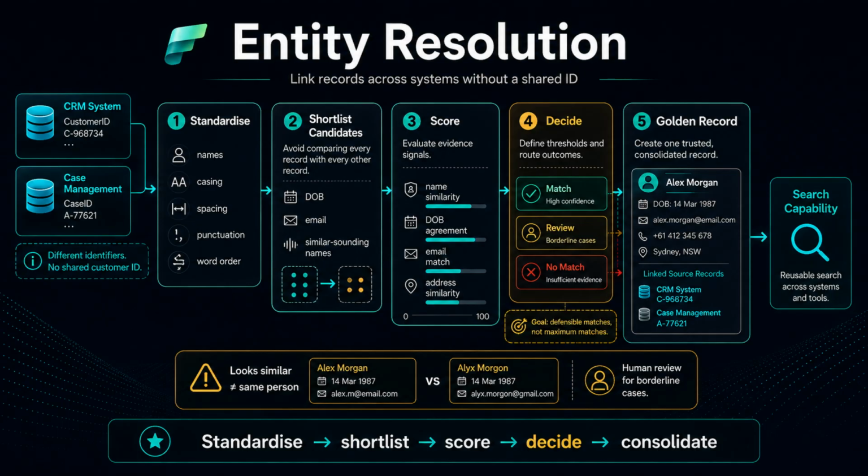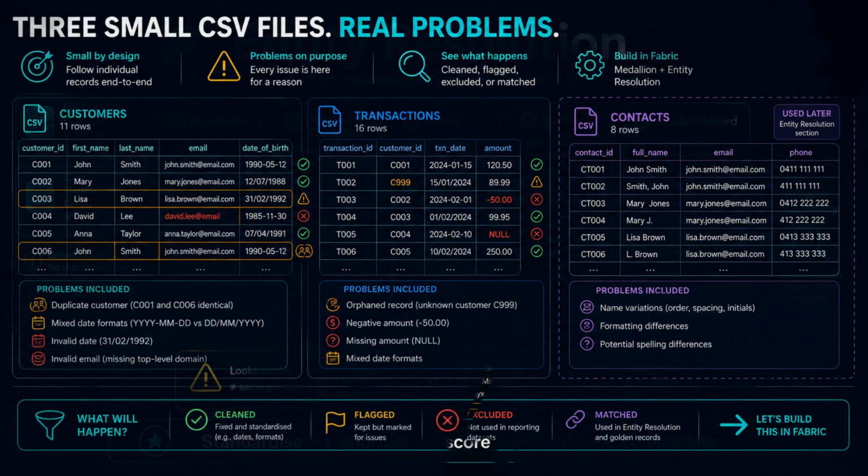But before we get there, let's look at the data we're actually going to use. I'm using three small CSV files. The first is customers with 11 rows. The second is transactions with 16 rows. And the third is contacts with 8 rows. We won't need contacts until the entity resolution section.